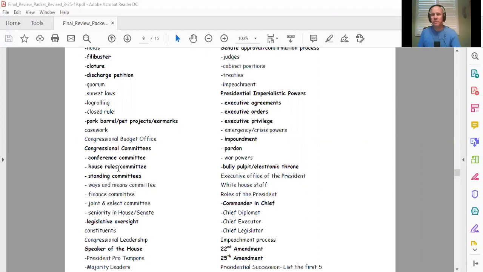And remember, the Rules Committee is why there's no filibuster in the House, because the Rules Committee sets time limits for debate on the House floor. No Rules Committee in the Senate. That's why there's an unlimited amount of time for a senator to have the floor, okay?